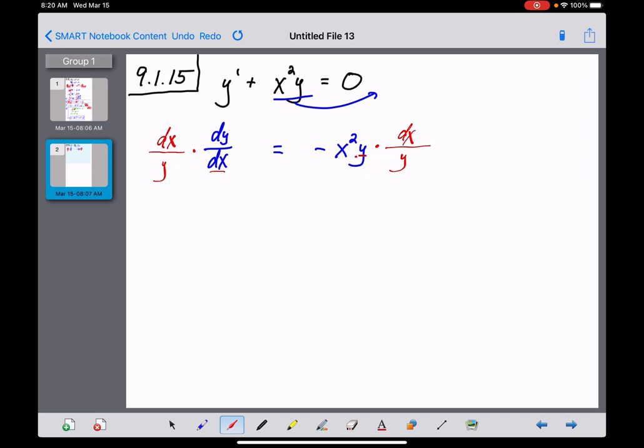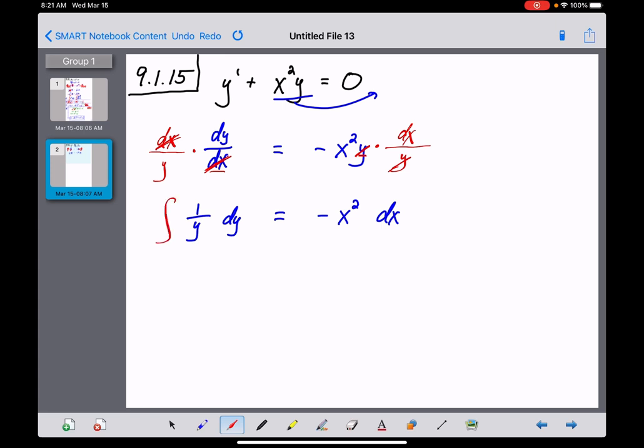So what's going to happen? This y on the right cancels with this y on the bottom right. The dx on the top left and that dx on the bottom there, they cancel each other out, and that should do what we need it to do. I'm going to write this as 1 over y dy rather than dy over y. I just think it looks better this way. And on the right side, we've got the opposite of x squared multiplied by a dx. So there's our separation of variables. All the y's and the dy on the left, all the x's and the dx on the right.